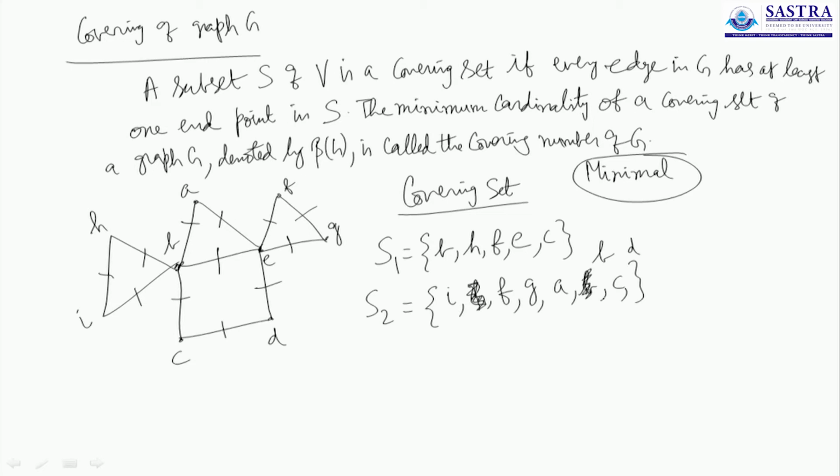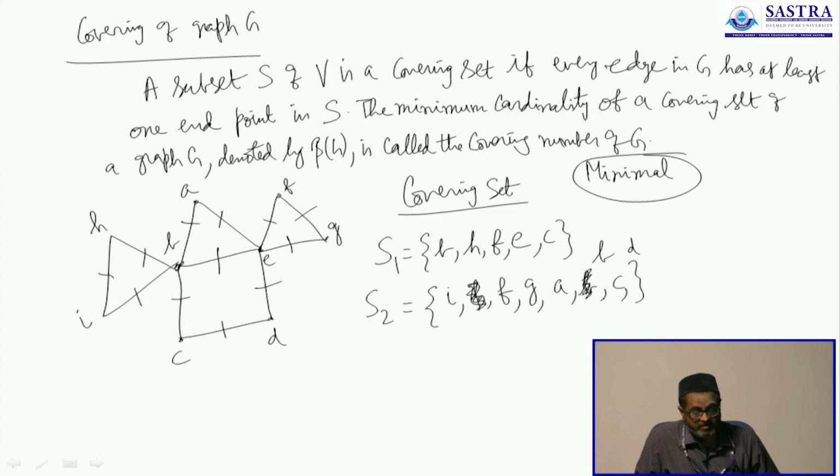Suppose if I remove I, the edge IH is not covered. Suppose if I remove F, FG is not covered. Sorry, if I remove F, EF is not covered. When I remove G, EG is not covered. When I remove A, AB and AE are not covered. When I remove B, BE is not covered. And when I remove C, CD is not covered, and when I remove D, DE is not covered. So, this will be a minimal covering of a graph G.